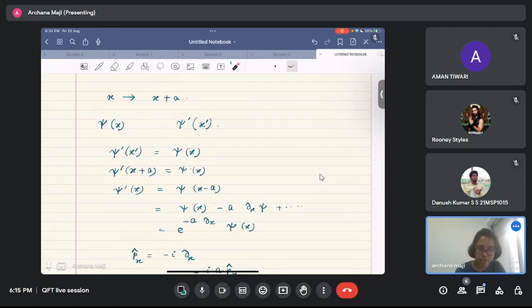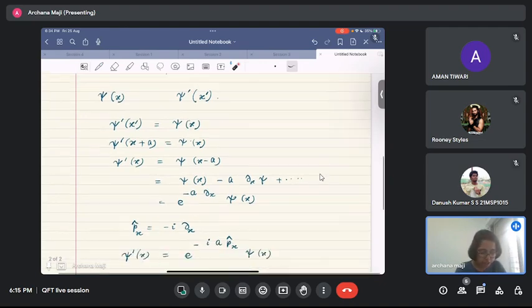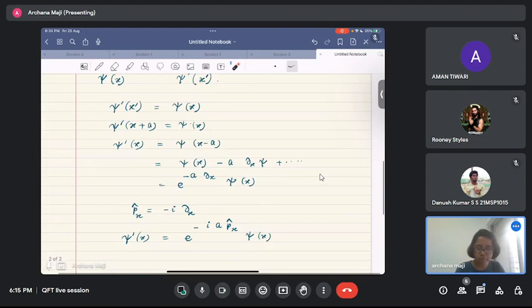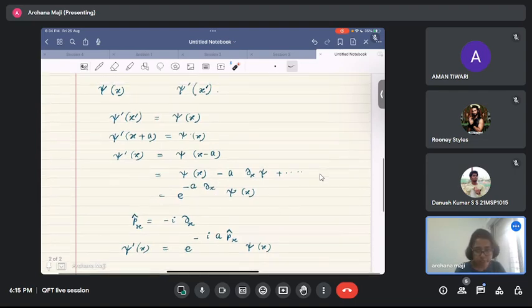translation of the x coordinate, and then we are showing that the corresponding generator which is generating that particular transformation is nothing but the momentum operator, which is well known to us: if there is a translational symmetry in your problem, then the corresponding conserved charge is the momentum.